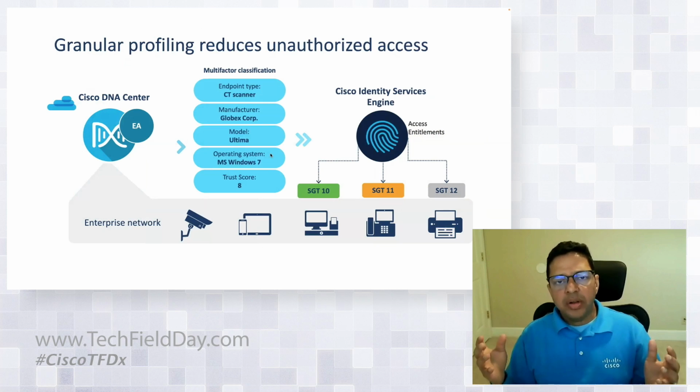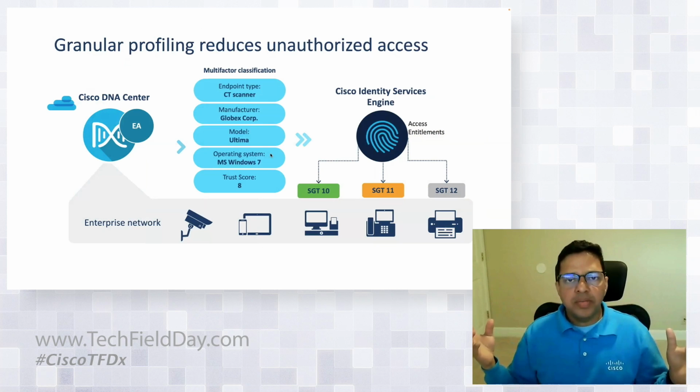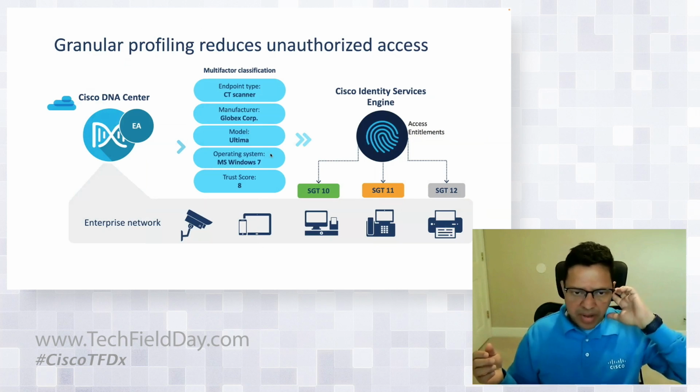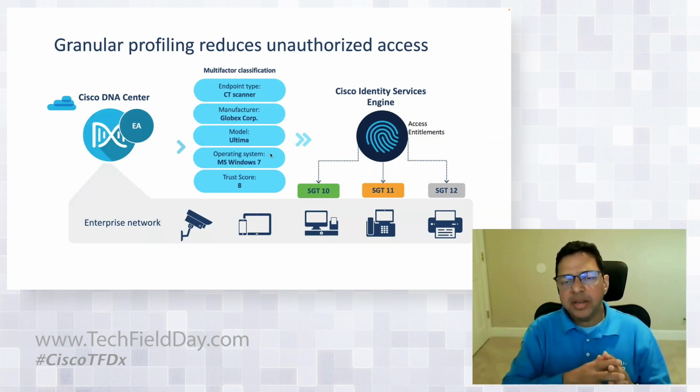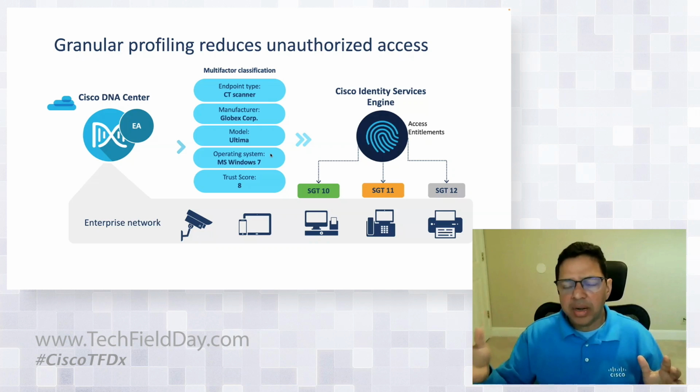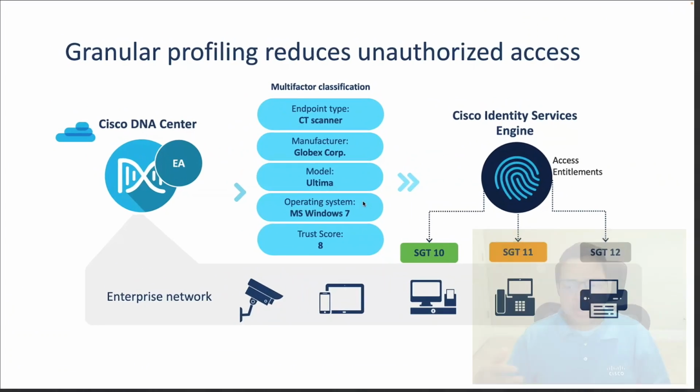So the overall goal of this is to properly segment the networks. So when endpoint analytics identifies these, and this is what we call multi-factor classification, then it shares this information over to Cisco Identity Services Engine. We've heard about Cisco Identity Services Engine spoken by several speakers here. Right? And at its core, it's a AAA server.